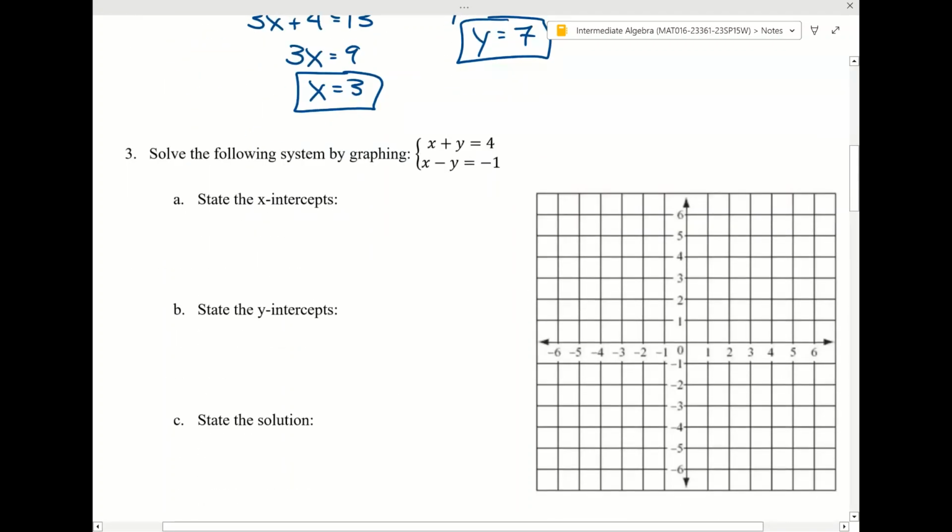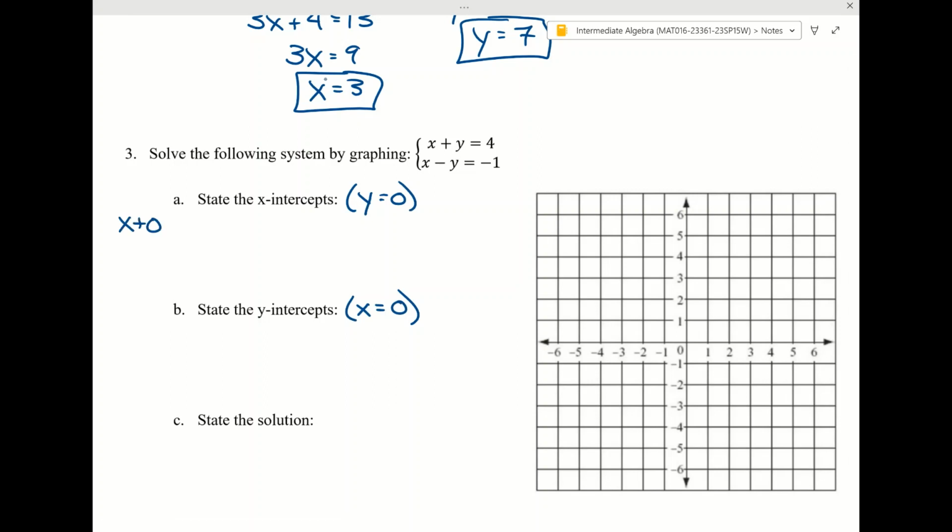For this next problem, when you have to find the x-intercepts, that means you make y 0. For the y-intercepts, you make x 0. And for the solution, you just say where they cross. So I'm going to write the first equation, but put 0 in for y. And we just get x is 4. So I'm going to put 4 along the x-axis right there.